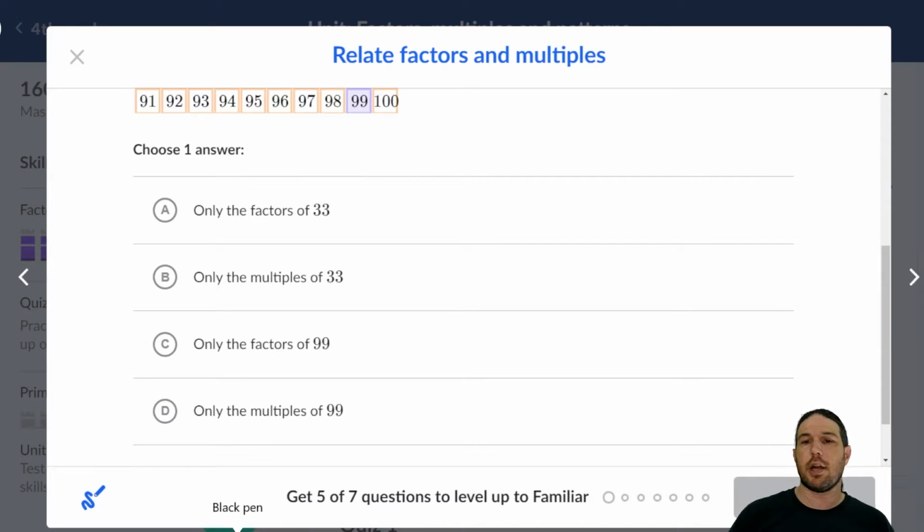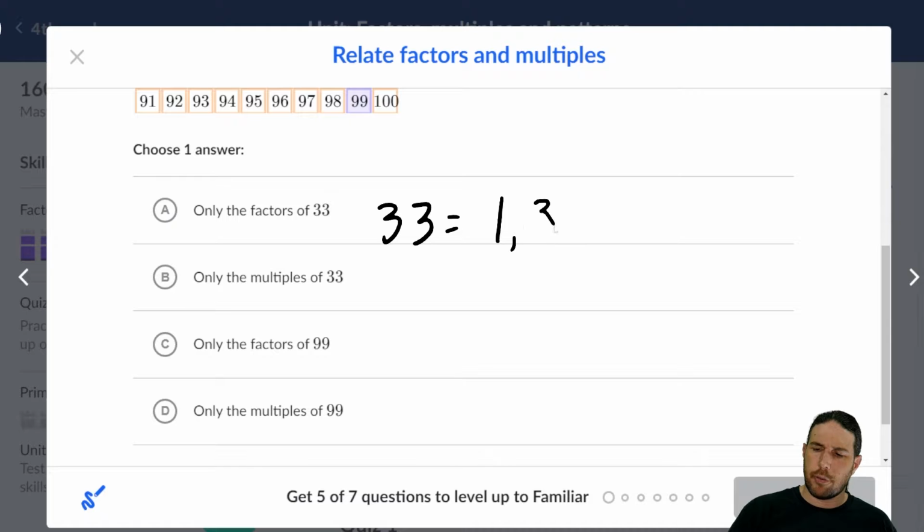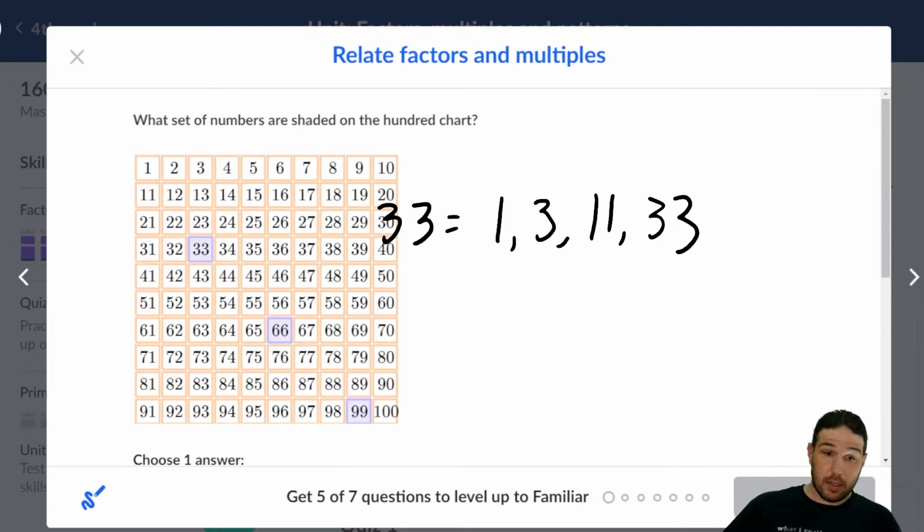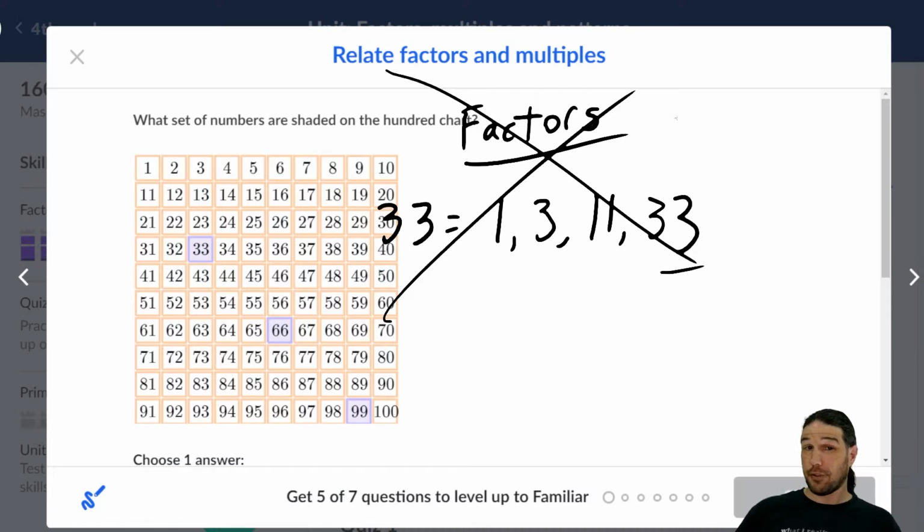Let's start by again talking a touch about the difference between factors and multiples. 33 is, I think the only factors are 1, 3, 11, and 33, right? It can be 1 times 33, it can be 3 times 11, and that's it. That's all the factors of 33. So let's take a look at our chart here. Only one of these is in there, and that's 33. So these are the factors, and it looks like that's not the correct answer for this problem.